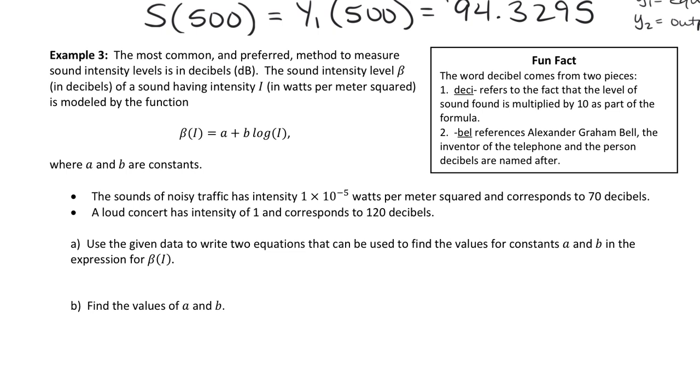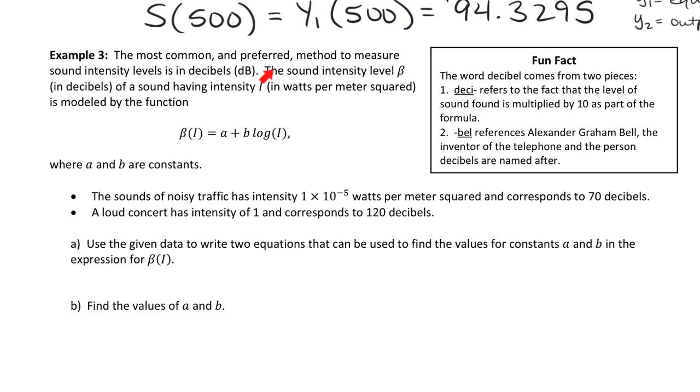The most common and preferred method to measure sound intensity levels is in decibels. Y'all have heard of this before, right? Decibels. Fun fact, did you know that deci refers to the fact that the level of sound is found by multiplying by 10? Deci is 10. Deca, 10, right? Bell refers to the man who created this, Alexander Graham Bell. He's the inventor of the telephone and the person who decibels are named after. So kind of cool, we named it after a person. Anyways, that's just a fun fact.